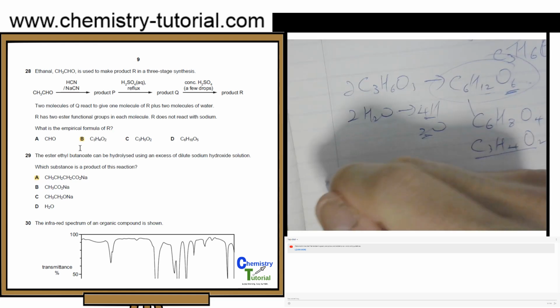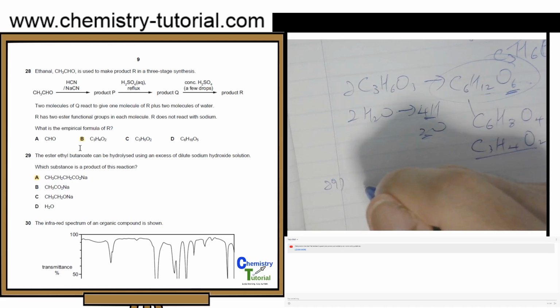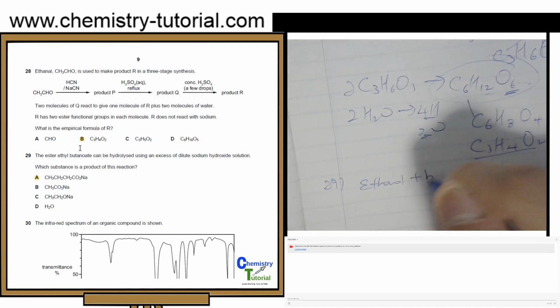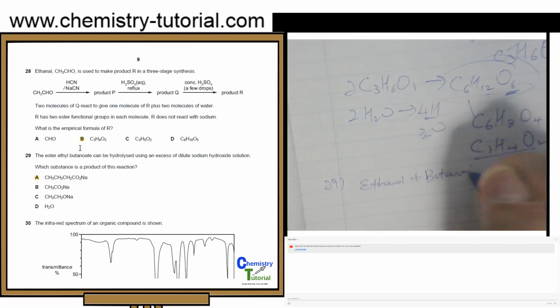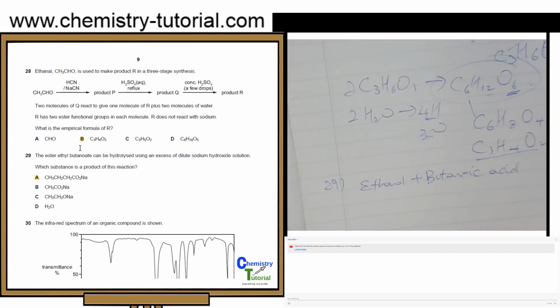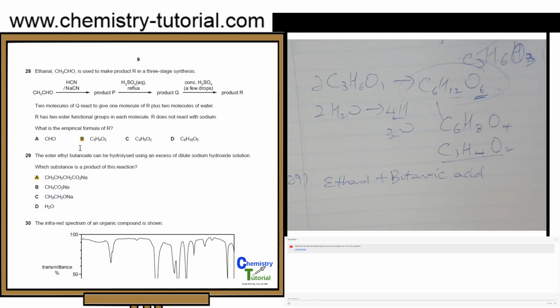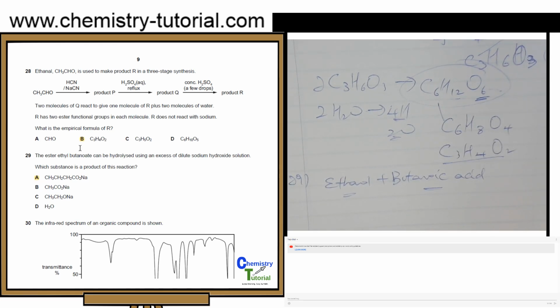That means for question 29, we can use ethanol plus butanoic acid to form the ester. So similarly, if you were to hydrolyze this ethyl butanoate, we are going to get ethanol and butanoic acid. But you are performing this hydrolysis via sodium hydroxide.